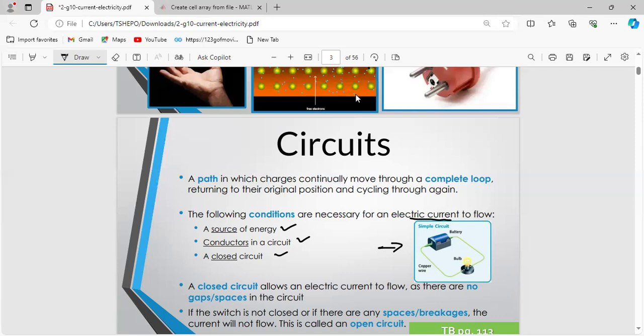But when the switch is open or the switch is off, there will be no flow of electric current inside of the circuit. So now we have a closed circuit: switch on. Open circuit: switch off. Don't forget that, okay? All right.